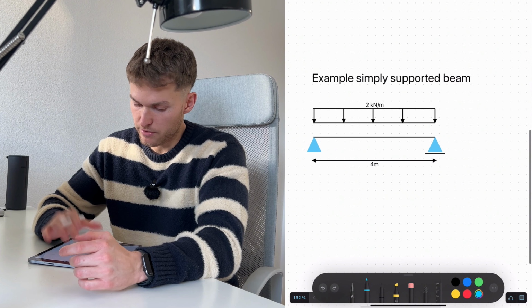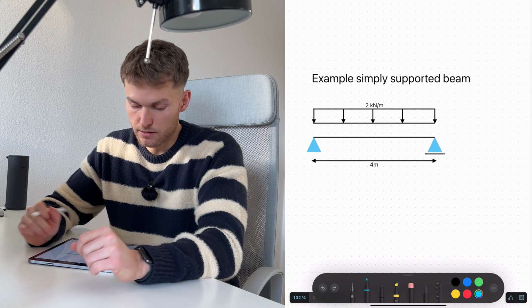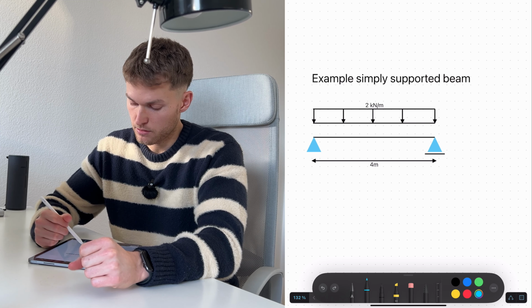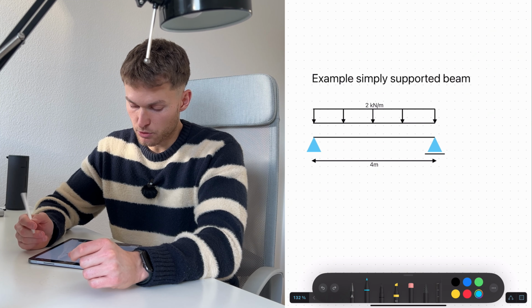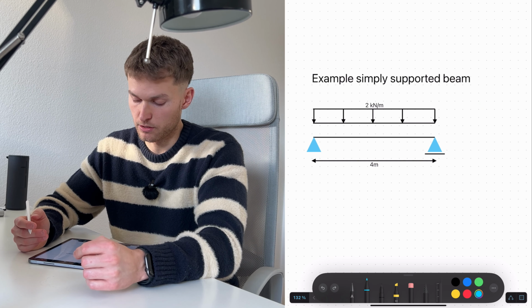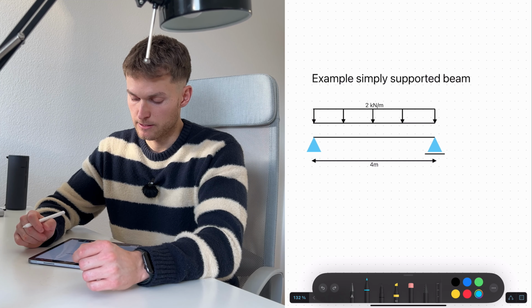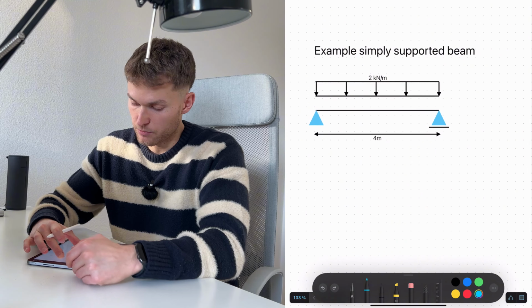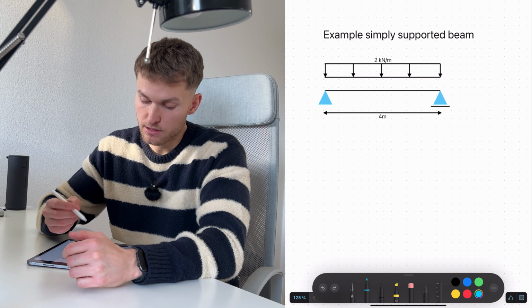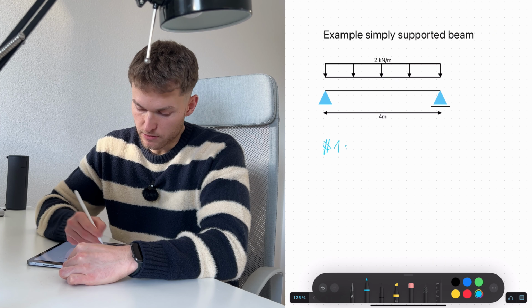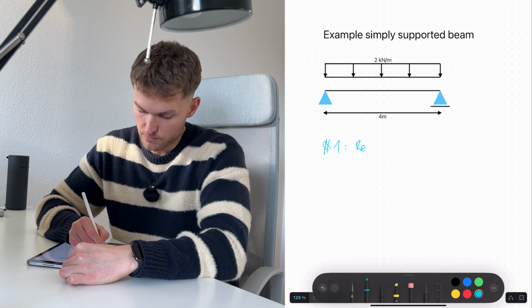So we have a very simple structure here, a simply supported beam supported by a roller and a pin support and exposed to a line load of 2 kilonewton per meter, and the span is 4 meters. How do we use these equilibrium equations now? So the first step is step 1, to calculate the reaction forces.